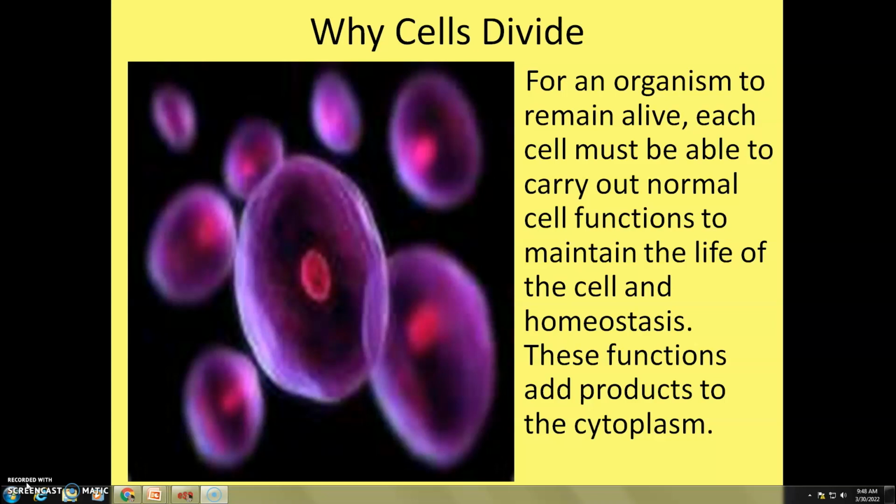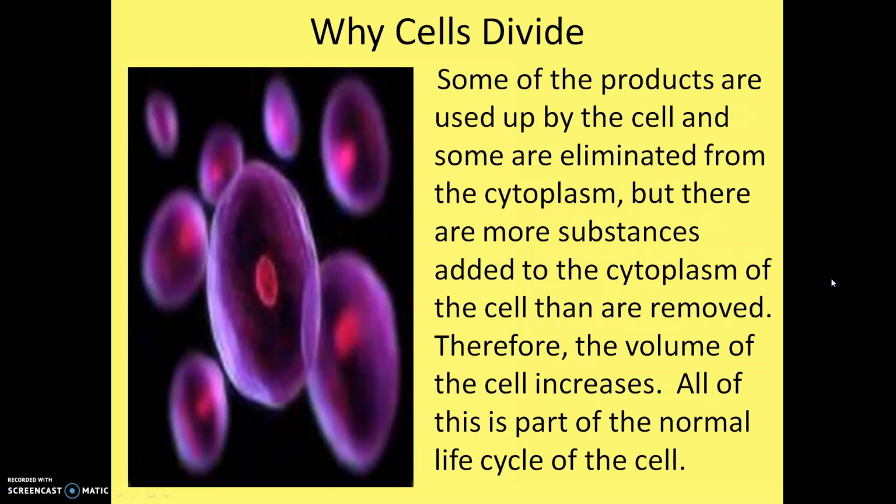And as these normal cell functions are happening, products are added to the cytoplasm, causing the cell to grow in size. So the cell volume will increase. As we know, the cell volume will increase faster than the surface area, or that cell membrane, can handle. Therefore, at some point, the cell is faced with a whole divide or die situation. It could actually experience cytolysis, or cell popping.